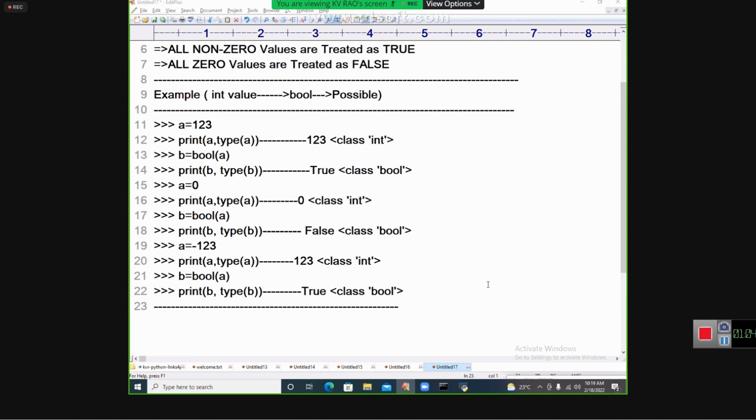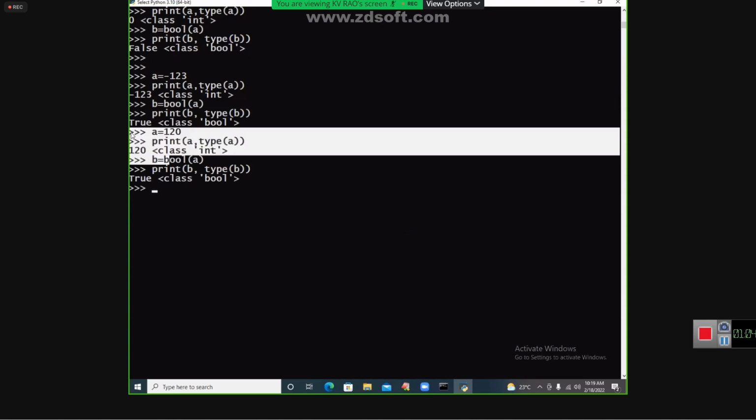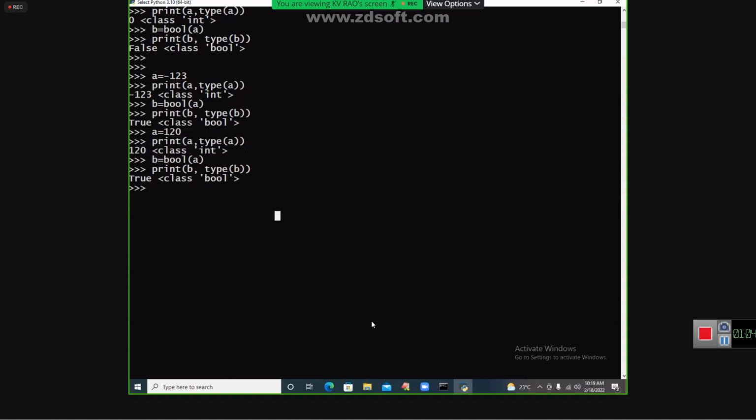Sumant is asking about 120. What is there in 120? A is equal to 120. I don't want to consider this example because I already taught it to you. Everybody is saying that nothing is there in this. It is true only. Leave that.